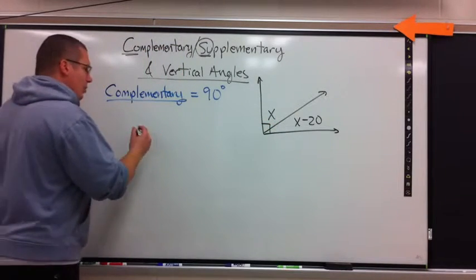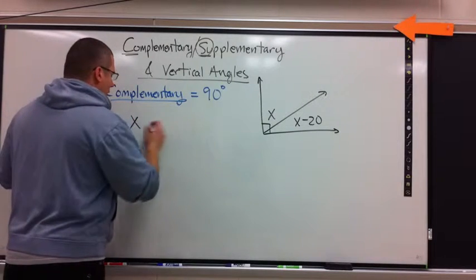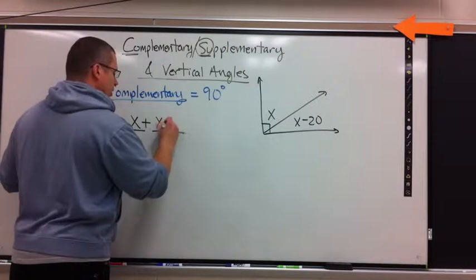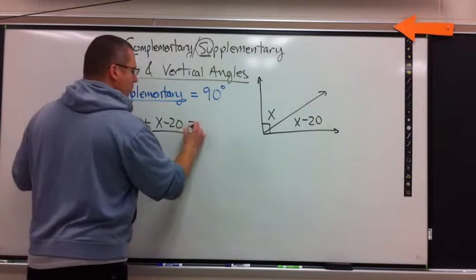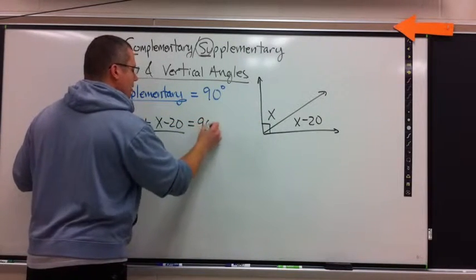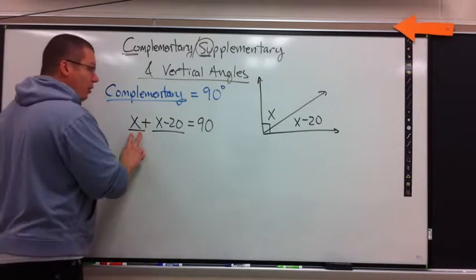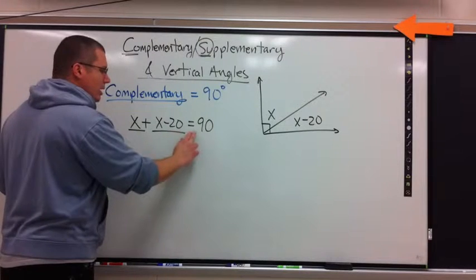So I'm going to take what I know and write it out. The first angle plus the second angle equals a total of 90 degrees. Angle A, or first angle, plus the second angle equals 90.